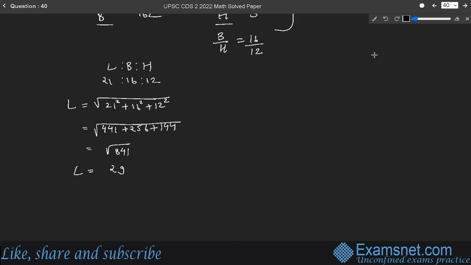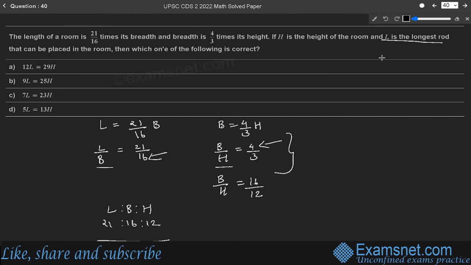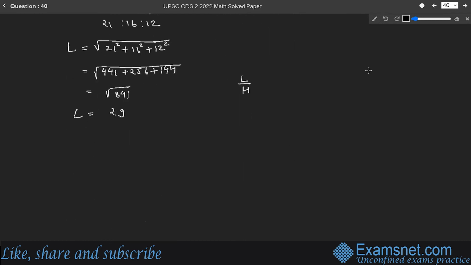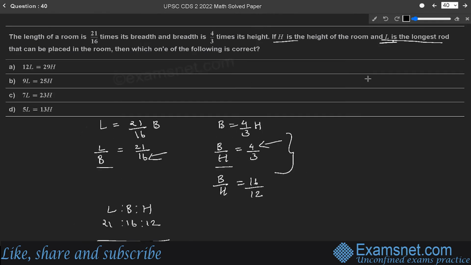Now we have another combination which is L by H. See, in the question we have to find for height and longest rod. So L by H will be, see, L is 29 and H is 12. We already know it. On cross multiplying it, we will get 12L is equal to 29H. So this is the relation between the longest rod and the height. So we can say that the correct option is option number A here.